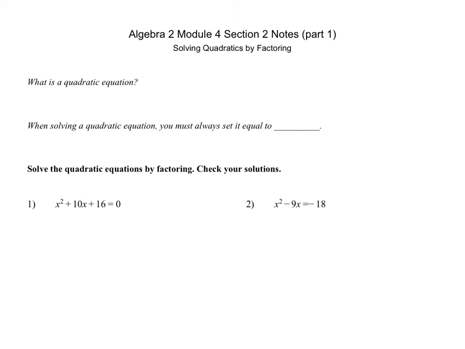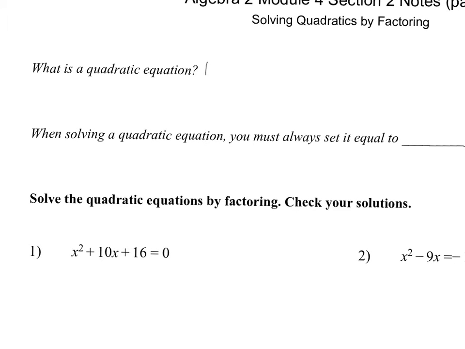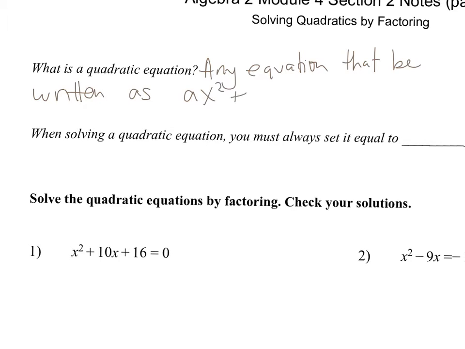Okay, in section 2 we are going to start talking about solving quadratics, and we'll break section 2 into two parts, and section 3 will also be about solving what's called a quadratic equation. So what is a quadratic equation? A quadratic equation is any equation that can be written as ax squared plus bx plus c equals 0, where a can't be 0.